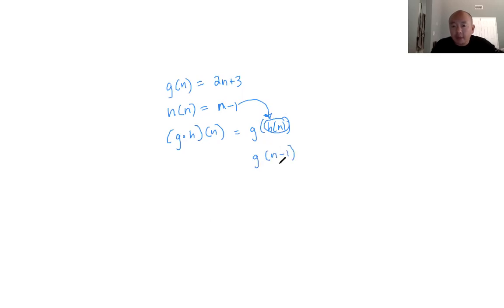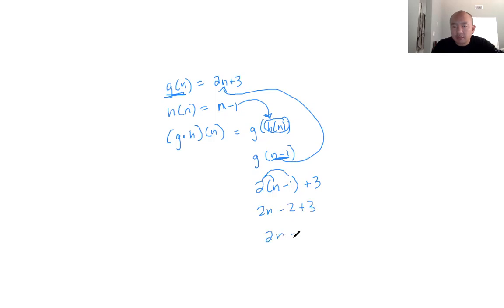So what we're going to do now is substitute the n minus 1 in for the variable here. Because this is the g function, it becomes 2 times (n minus 1) plus 3. You distribute this, it becomes 2n minus 2 plus 3, and this ends up becoming 2n plus 1. And that is your final answer.